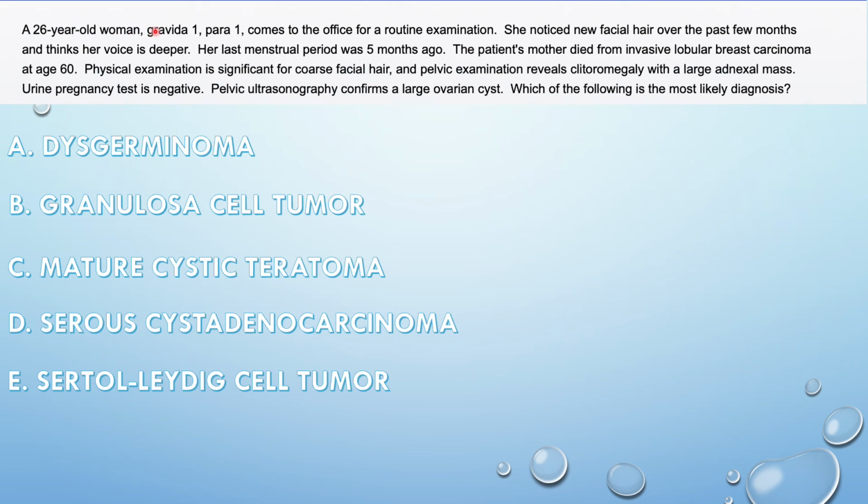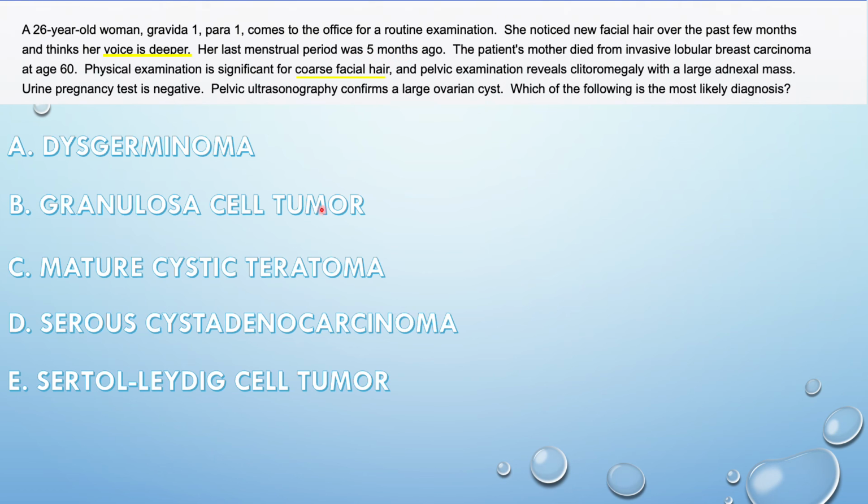A 26-year-old woman, gravida 1 para 1, comes to the office for a routine examination. Nothing wrong here. She noticed new facial hair over the past few months and thinks her voice is deeper. So these are signs of virilization. Now, at this point, I don't know what's going on, because it could be PCOS, it could be something else, right? But her last menstrual period was 5 months ago.